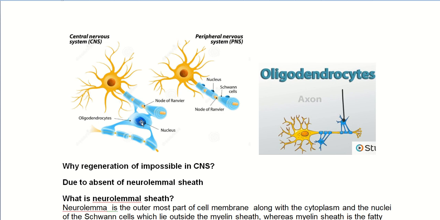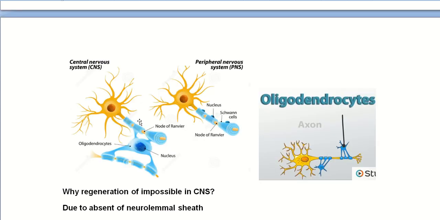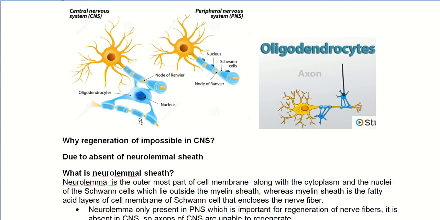Myelination of the central nervous system is done by the oligodendrocyte. A single oligodendrocyte can myelinate more than one axon of the central nervous system. For example, this is an oligodendrocyte. It covers a short segment of a particular axon, and this particular oligodendrocyte also covers another axon, but only a short segment.